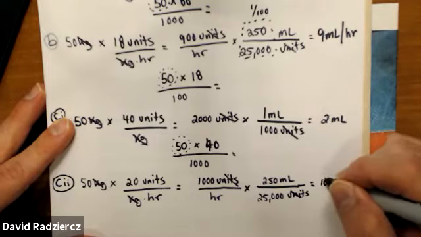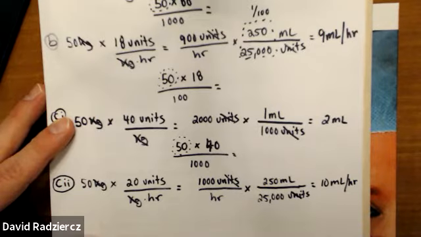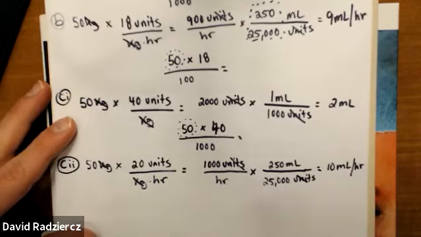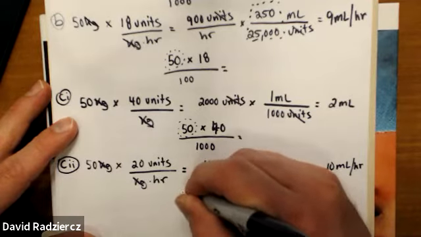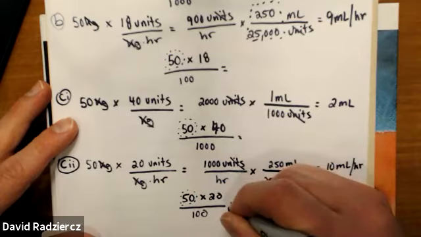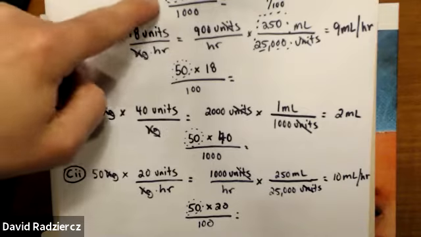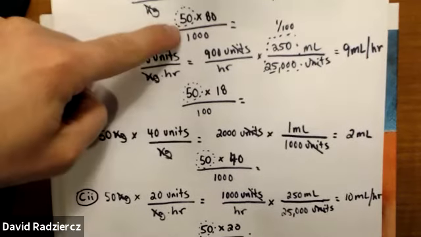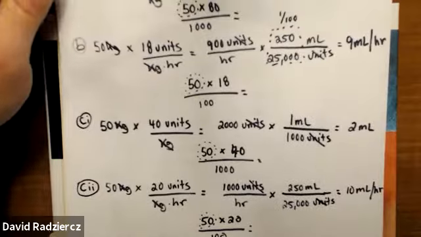And we get 10 mL per hour. And again, just for completing all the shorthand stuff, you take the patient's weight times 20 and divide that by 100. And you'll notice that every time I do a bolus-based question, I divide by 1,000. And every time I do a flow rate-based question, I'm dividing by 100. And that's consistent for all these heparin protocol type questions.